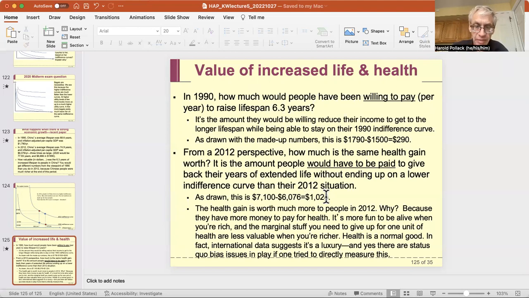And people have a lot more money to pay for health. It's kind of more fun to be alive when you're rich, and the stuff that you give up is less valuable to you. You're sort of at an okay, I already have a lot of restaurant meals, I can give up some. And health is a normal good. To some extent, it's a luxury, and that turns out to be kind of interesting when we're trying to do cost benefit analysis in a global way.